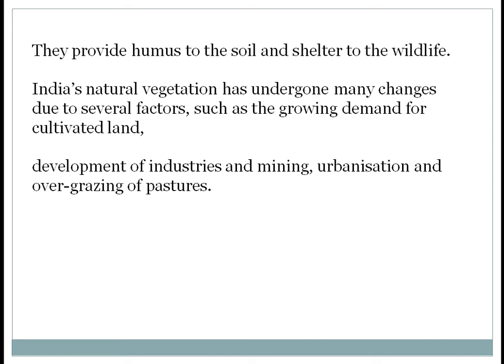Development of industry and mining, another factor. One more factor, urbanization and overgrazing of pastures. So these all points are telling us about the factors which are responsible for the depreciation, or changes, in the natural vegetation, because for cultivation we require land, so we will clear the forest and then we are going to have cultivated land. For establishment of industry, we are cutting down the forest. For mining, for urbanization and so on, and for overgrazing of pasture also, the vegetation is going to lose its importance.